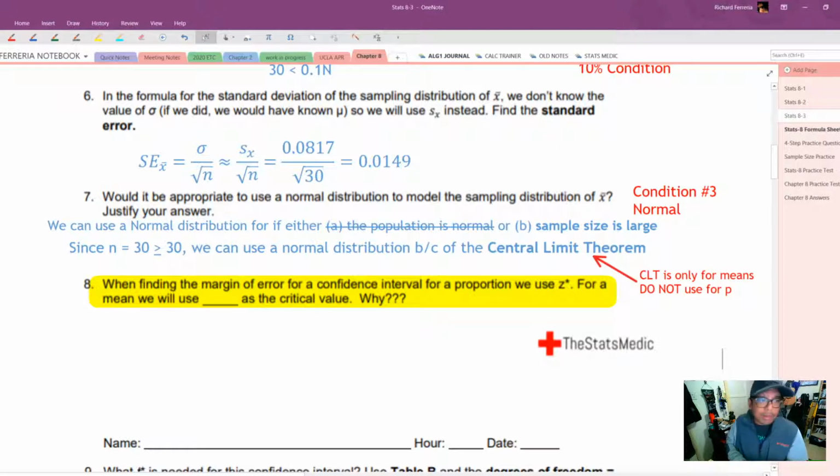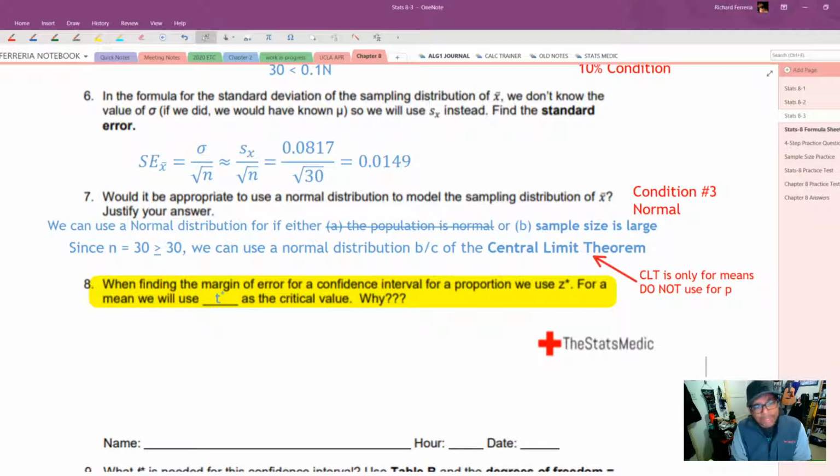So when finding the margin of error for a confidence interval for a proportion, we used z star. For a mean, we're going to have to use something different. We're going to use something like t star. Now, the t curve is basically the normal curve. But the thing that makes it different is that the probabilities on the t curve are a little bit bigger than they would be on the normal curve.